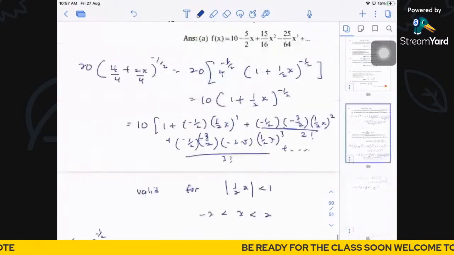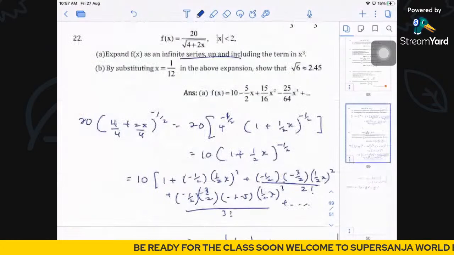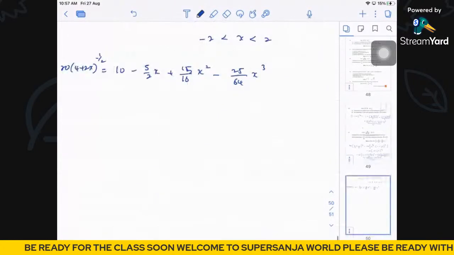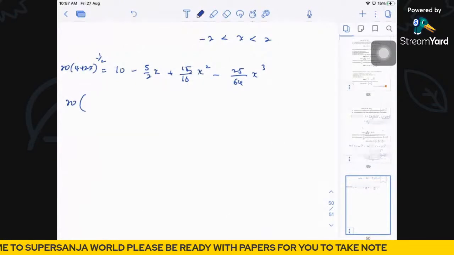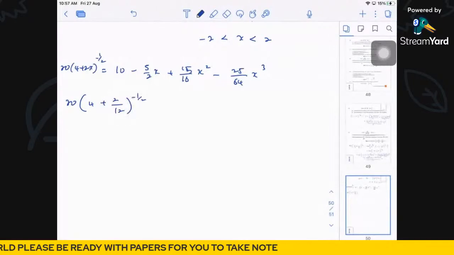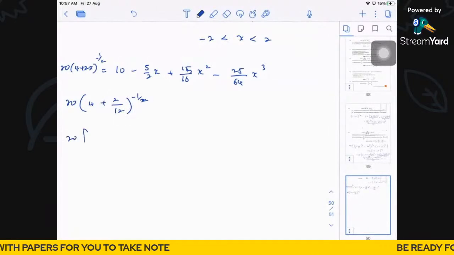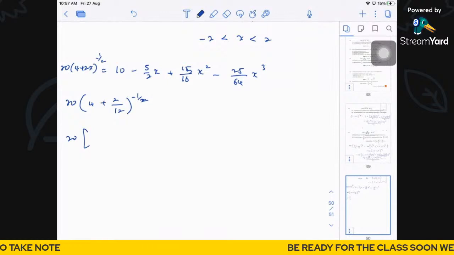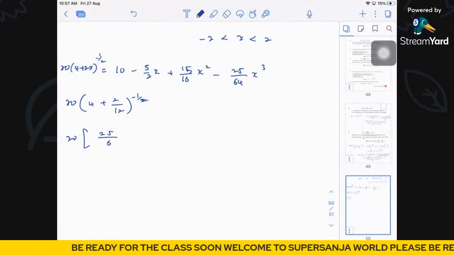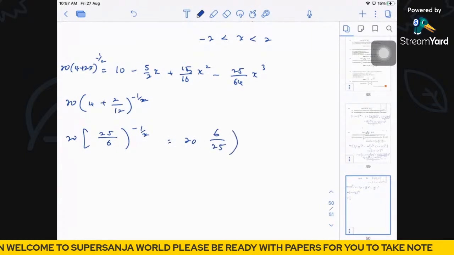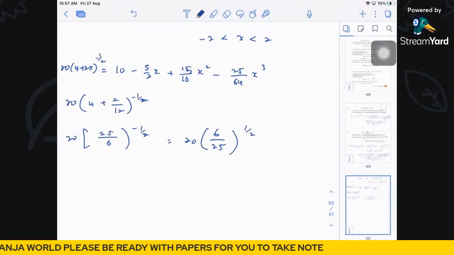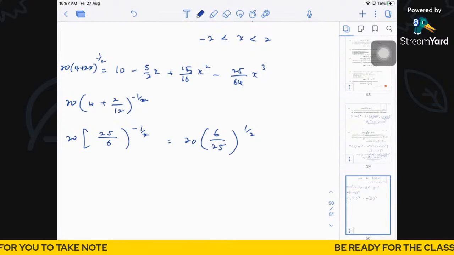Now they want to get square root of 6 by substituting 1 over 12. So let's substitute 1 over 12. If I substitute 1 over 12, I get 20, 4 plus 2 over 12 there, power of negative half. So if I calculate this thing, I get 20, 4 plus 1 over 6, it's going to become 25 over 6, power of negative half. I can write back this as 6 over 25, power of half, because if I upside down the 25 over 6, it will become power of negative 1, yes or not? So negative 1 times negative half will become power of half.